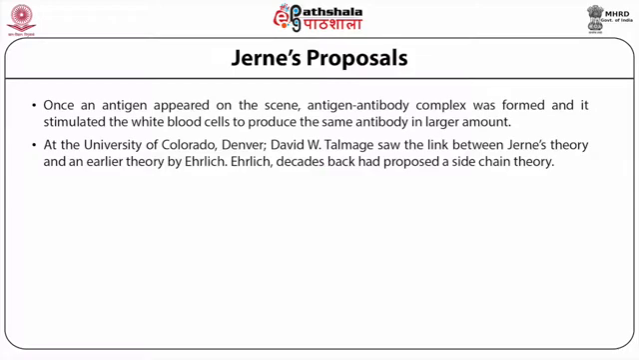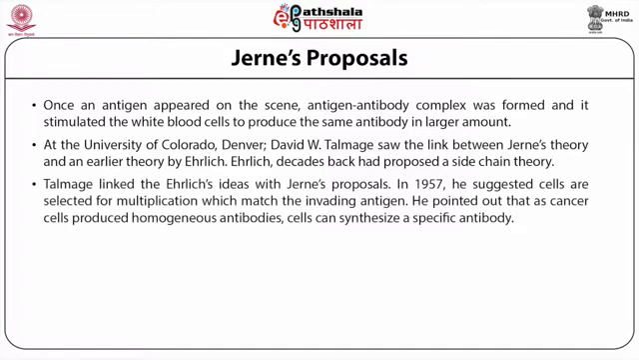This resulted in the cell producing a large number of copies of that side chain, and excess side chains were shed in the blood. It is interesting to note that among other concerns, some scientists were worried about the chemical nature of the antigen binding to the side chains. Talmage linked Ehrlich's ideas with Jerne's proposals.